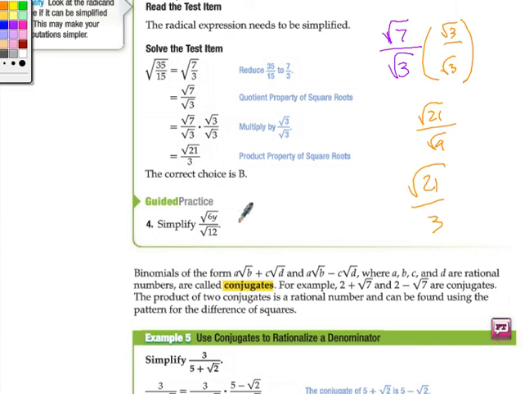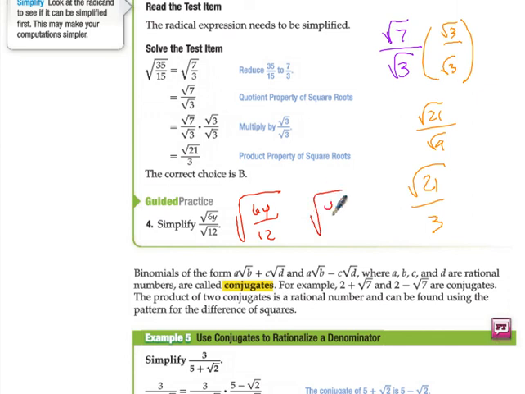So first I'm gonna rewrite this as the square root of 6y over 12. Okay, so I just put it all under one radical. Then I'm going to reduce this. Okay, 6 over 12 is the same thing as 1 over 2, so I can rewrite this as the square root of y over 2. All right, now I'm going to separate it again. Get this stuff out of the way.